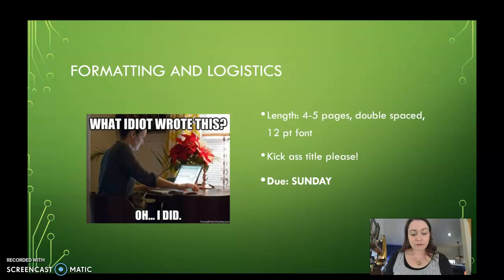Note that the revision should be 4 to 5 pages in length, which is at least double what you turned in for your first draft. This requirement is based upon state mandates for this course, so it's very important. Again, this is your revision and it will be due on Sunday.